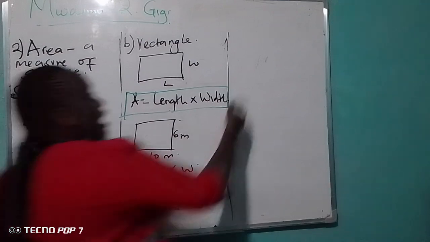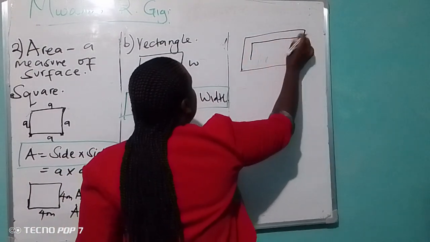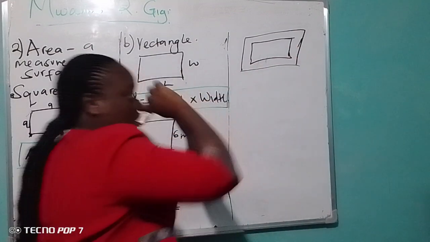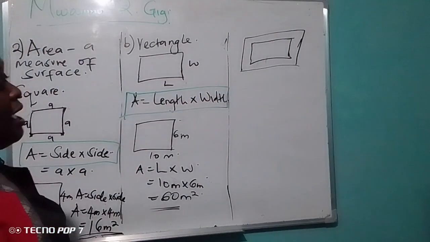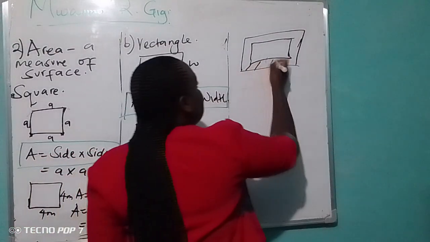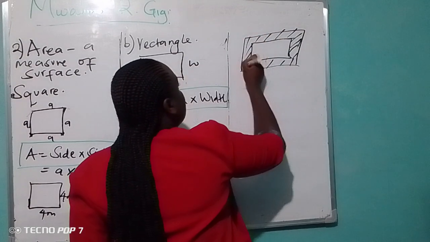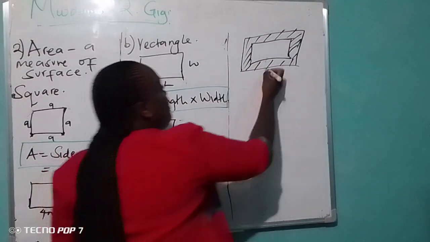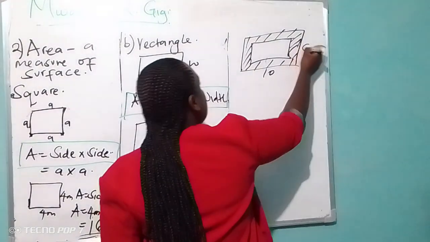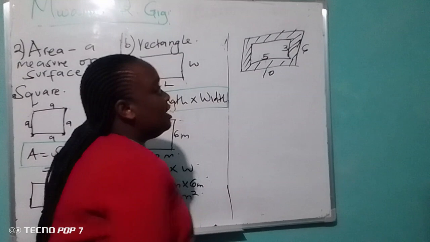So the challenge comes when they tell you, this is a square. There are two squares here. Rectangle, I mean. Then watakwambia, find the area of the shaded part. Wakupea hapa ni 10. Na hapa ni 6. Then wakupea hapa ni 5. Na hapa ni 3. Find the area of the shaded part.